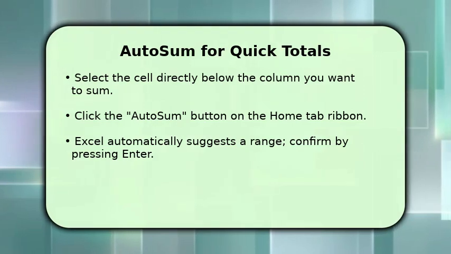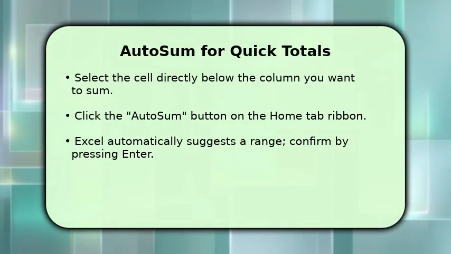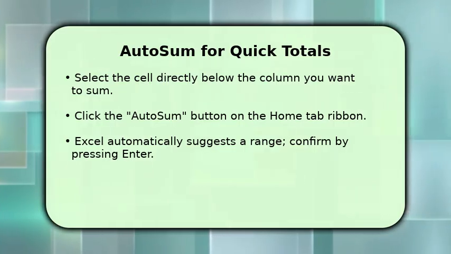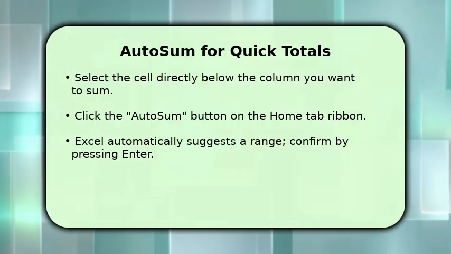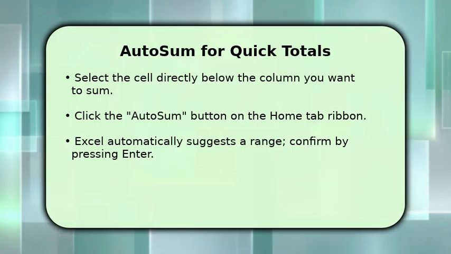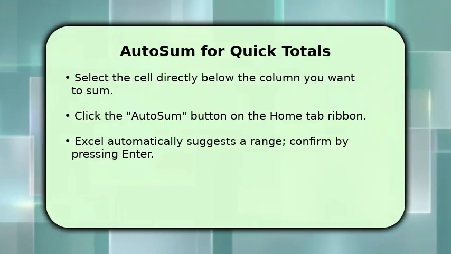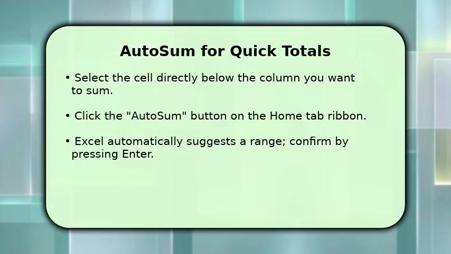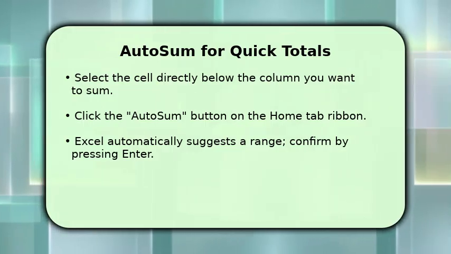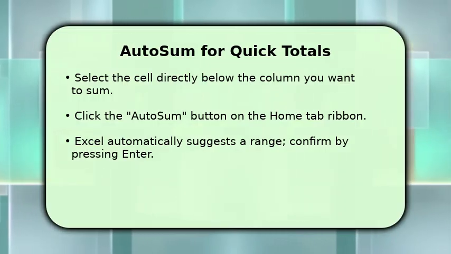For even faster column addition, AutoSum is your best friend. Just click on the empty cell right below the column you want to total. Then, navigate to the Home tab in Excel's ribbon and click the AutoSum button, which looks like a Greek sigma symbol. Excel will intelligently guess the range of numbers you intend to sum. If the suggested range is correct, simply press Enter, and your total will appear instantly.